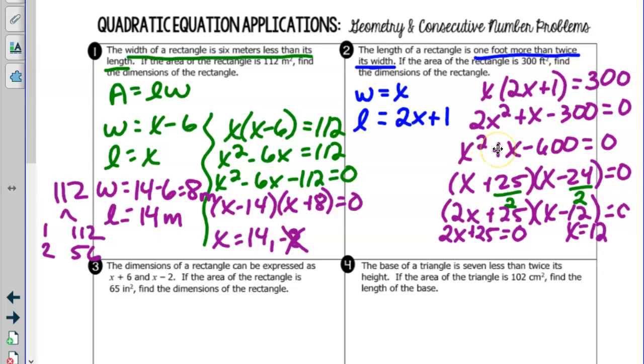Alright, so the other one I'd subtract 25 and get negative 25 over 2. Which one do you suppose is the right answer? Well, yeah, you have to have the positive. So the width would equal 12. The length is 2 times 12 plus 1, which would be 25.